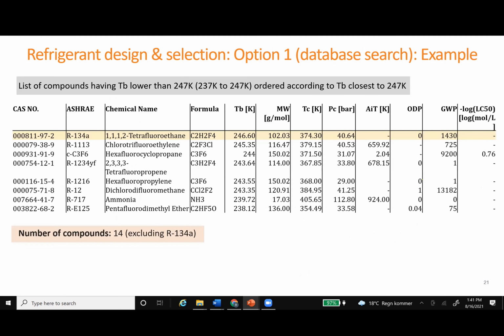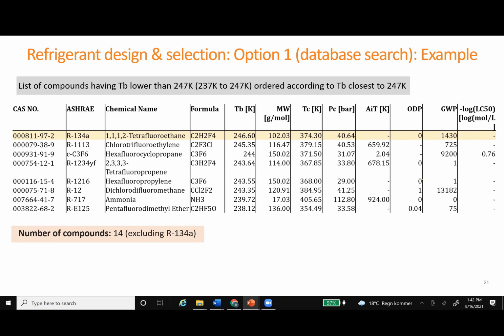So if we wanted to search data for a chemical like R134A, its boiling point is 246 approximately. So we can search in the database and say that we want to go down plus minus 10 degrees. And if we go down around 10 degrees, we see about 8 compounds. It's not 14, it should be 8 compounds that can be found to have lower boiling point than R134A.